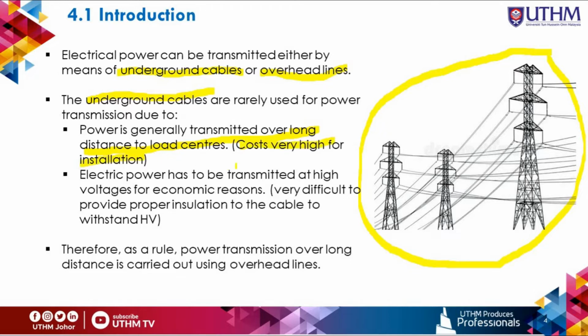Secondly, electric power has to be transmitted at high voltage for economic reason. So hence, it is very difficult to provide proper insulation to the cable to withstand the high voltage. So therefore, as a rule, power transmission over long distance is carried out using the overhead lines.